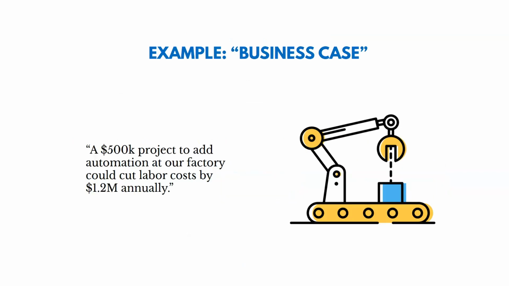Now here's an example of a business case that we talked about. A $500,000 project to add automation in our factory could cut labor costs by $1.2 million annually. So we're talking about the benefits as well as the costs. This again is going to be a key input to the project charter.